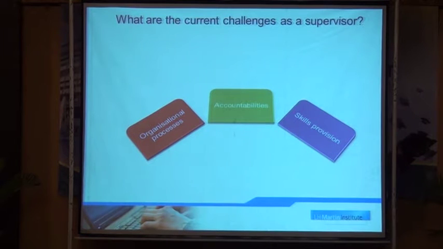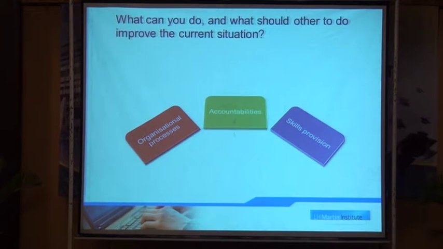Then identify the current challenges as a supervisor and relate that to all three areas. So it's organizational accountabilities and skills provision. And then see what you can do to improve the situation and perhaps what others that have more senior leadership positions could do to change the situation, to facilitate what needs to be done to improve it from where we are now and how you see it in the future. Does it make sense? Yeah?